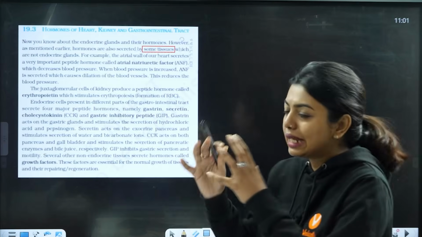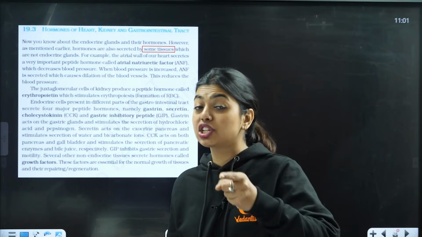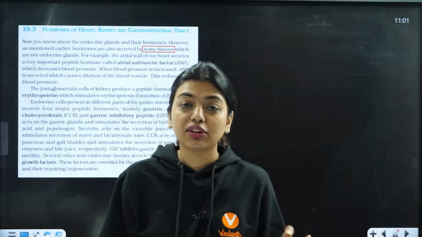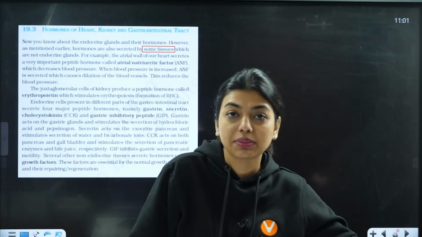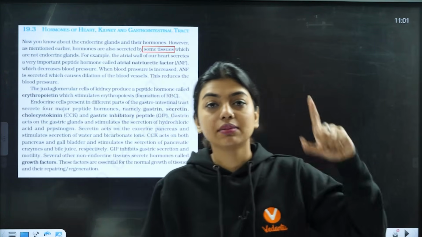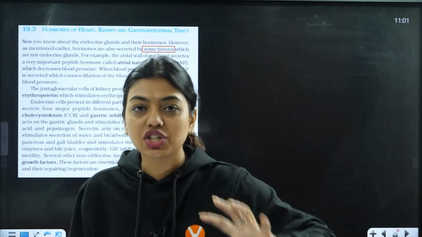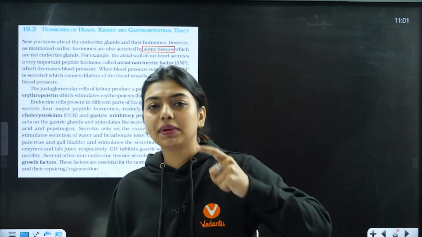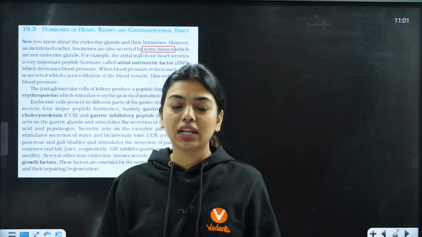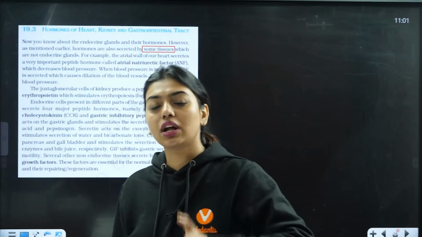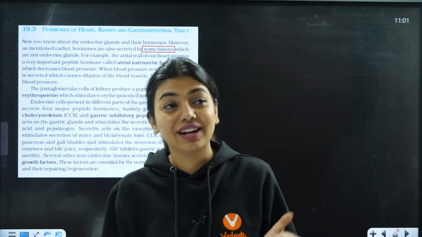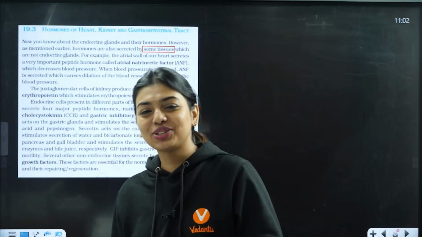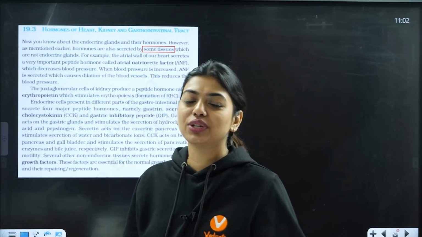For example, the atrial walls of the heart. Number one, the excretion chapter, atrial walls of the heart will release atrial natriuretic factor, which works opposite to RAS mechanism. In RAS mechanism, renin will be released whenever our GFR, blood volume or the sodium levels are low or BP is low. Renin will convert angiotensinogen to angiotensin 1 and angiotensin 2.